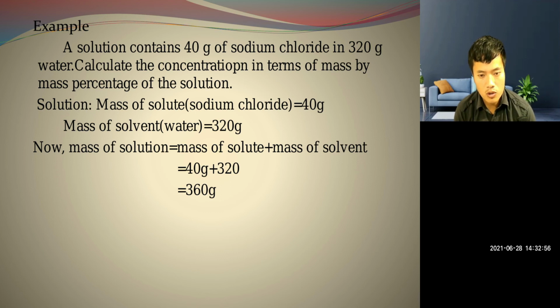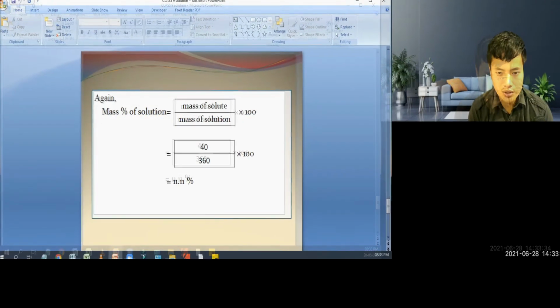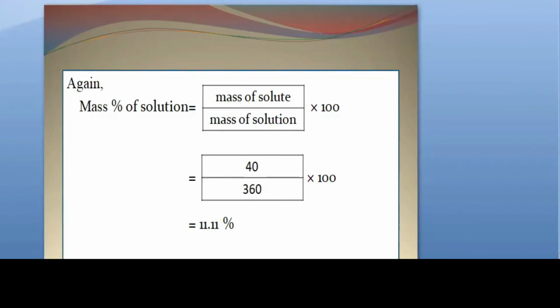Now to find the mass of solution, we need to add mass of solute plus mass of solvent. Mass of solute, sodium chloride, is 40 gram, and mass of solvent, water, is 320 gram. If you add this, you will get 360 gram. Now let us find the mass percentage of solution. We use the formula mass of solute by mass of solution into 100. The mass of solute is 40 gram, and mass of solution is 360 gram. If you multiply it into 100, you will get 11.11% nearly.